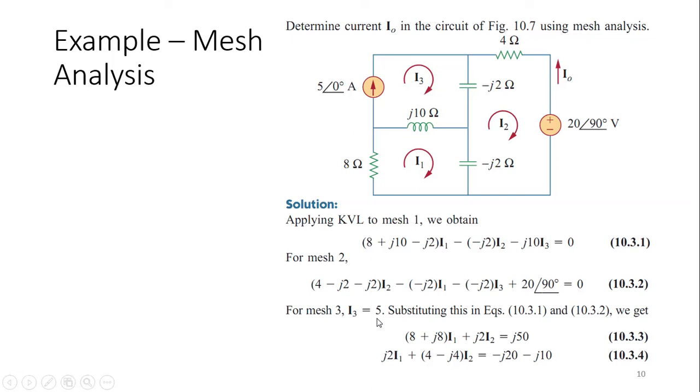For mesh 3, I3 is 5 amps because this is a current source and it is not a shared current source between two loops. It is only appearing in this I3 loop. If this current source appeared between two loops, then we would make a super mesh by combining these two meshes, as you will see shortly. So here I3 is directly equal to 5 angle 0.